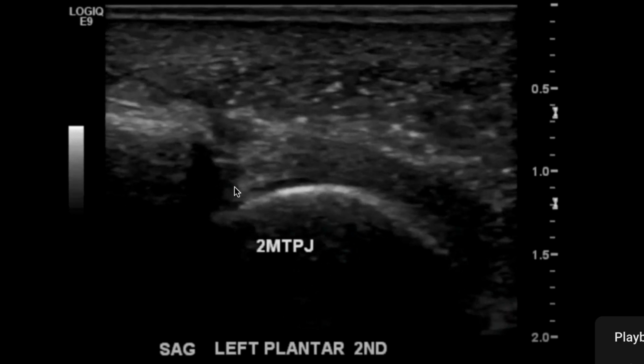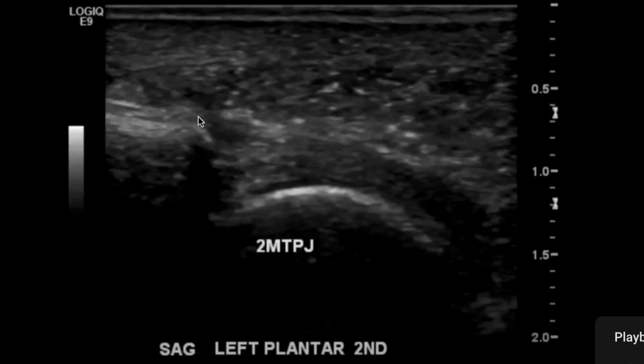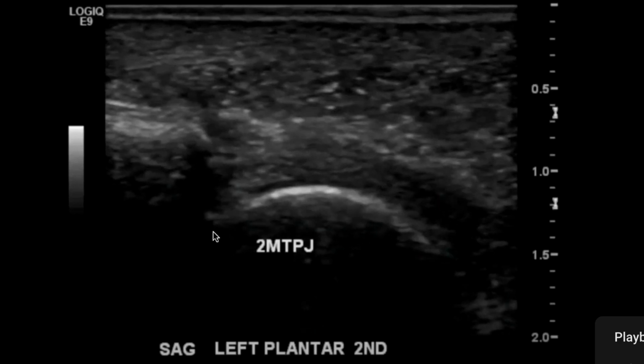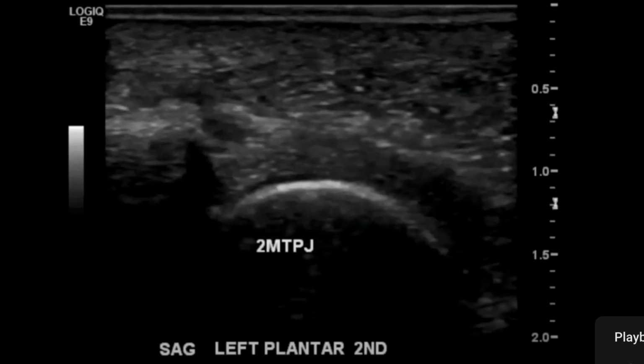And this would be reported as a high-grade partial tear of the plantar plate with greater than 50% head subluxation consistent with MTP joint instability.